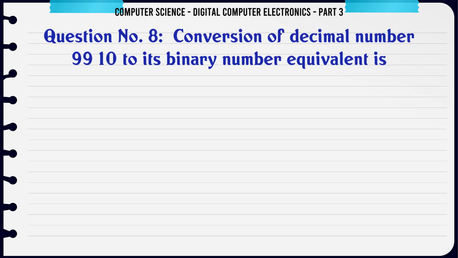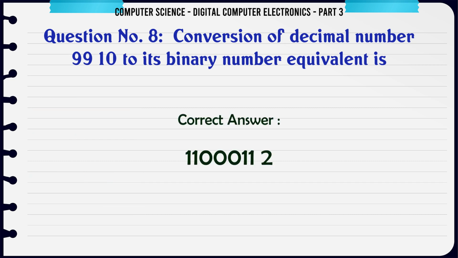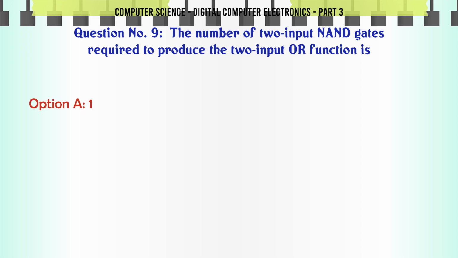Conversion of decimal number 9910 to its binary number equivalent is A 11000112. B 11100112. C 11100012. D 111100002. The correct answer is 11000112. The number of 2-input NAND gates required to produce the 2-input OR function is A 1, B 2, C 3, D 4. The correct answer is 3.